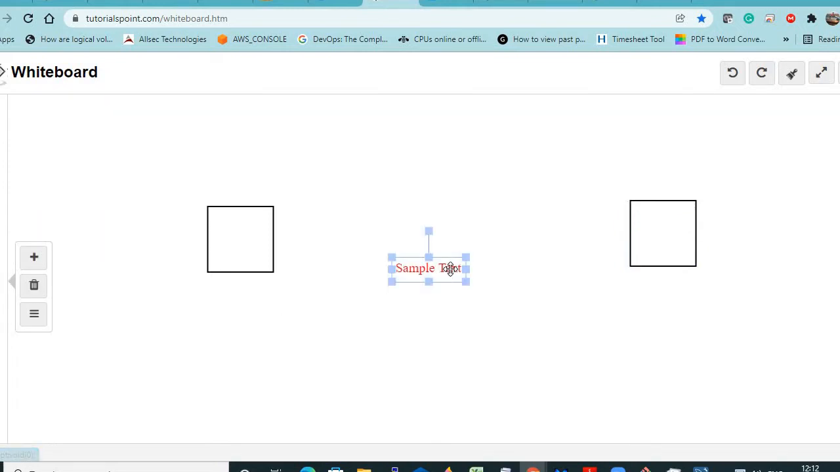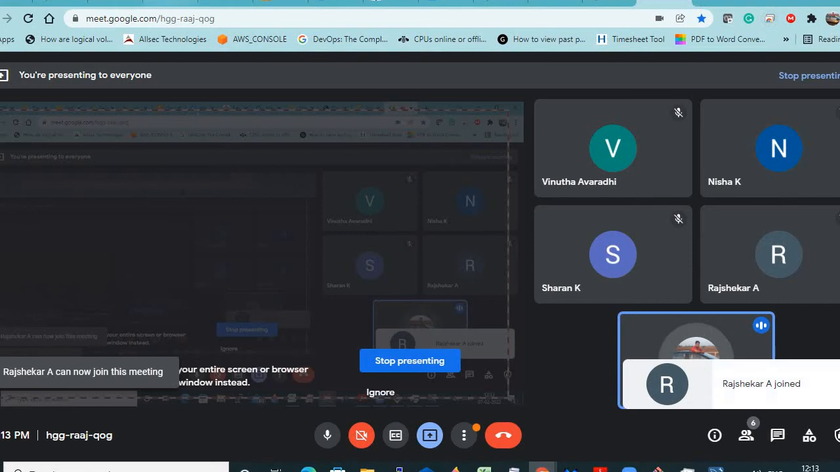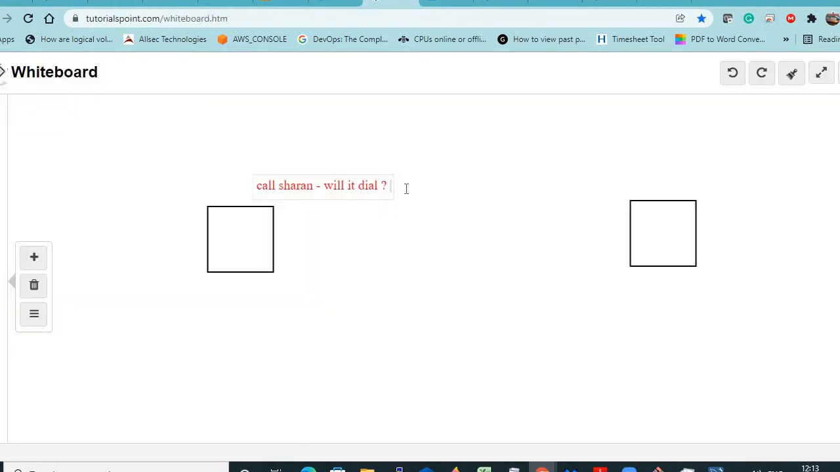Now, imagine that I don't have Sharan's number, but I say to my mobile, call Sharan. So will it dial, yes or no? It will say no. It says I don't know what you mean by Sharan, right? Because no number found, right?